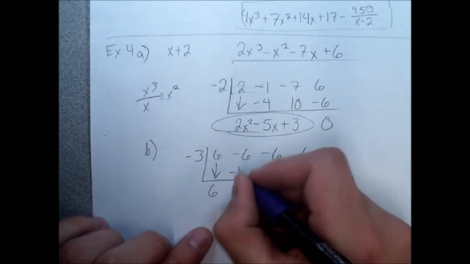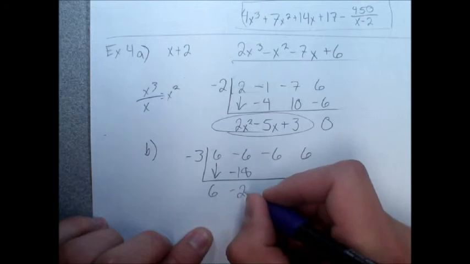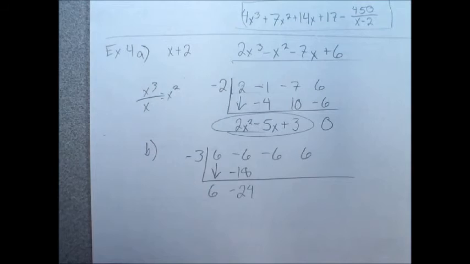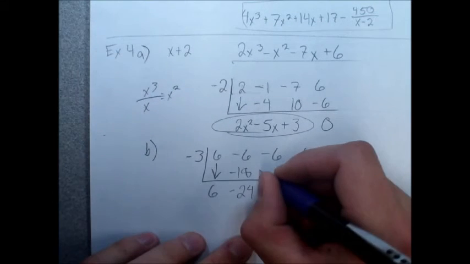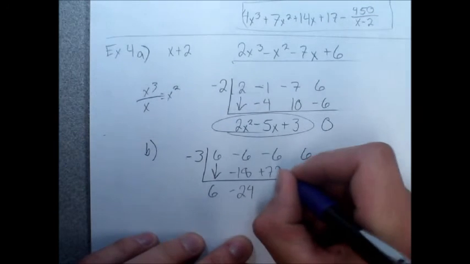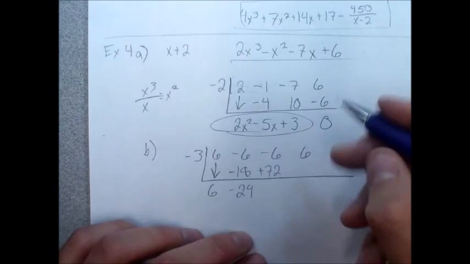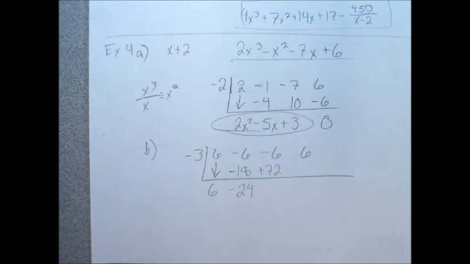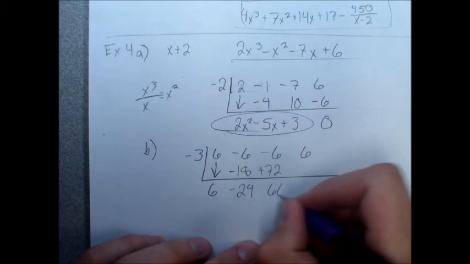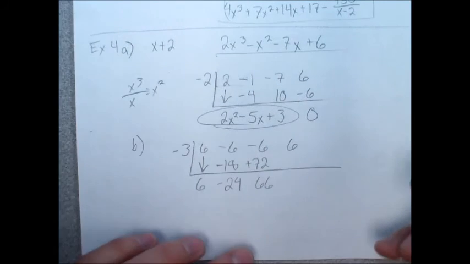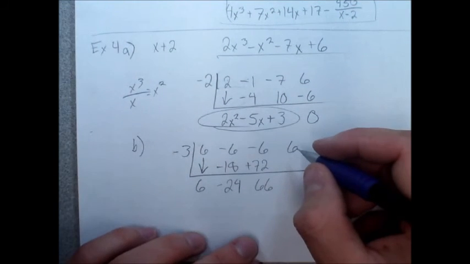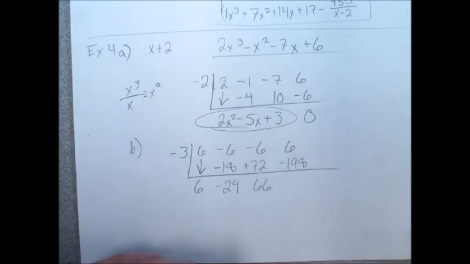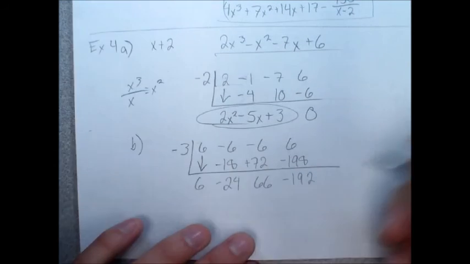I get negative 18, same sign sum, I get a negative 24. I multiply that through again. Negative 3 times negative 24 is positive 72. Now I have different sign difference, and I get a positive 66. Good. Then I have negative 3 times 66, which is negative 198, and I have different sign difference, negative 192. So I definitely have a remainder this time.